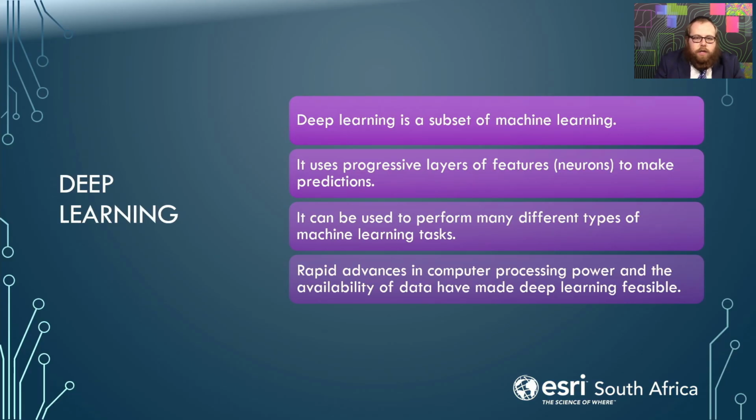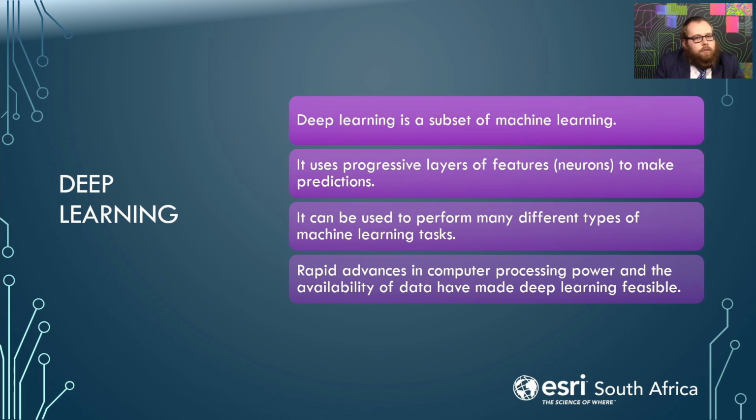Deep learning is a particular type of machine learning. And the key paradigm of deep learning is that it uses progressive layers of features, which we call neurons, in order to make predictions. And we'll speak more in detail about that in a moment. Deep learning can be used to perform many different types of machine learning tasks. It's not specifically geared for only one type of machine learning task.